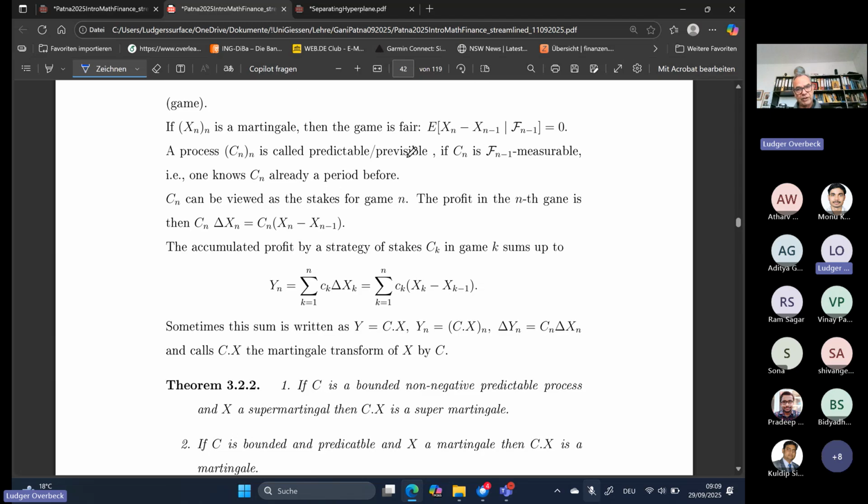Now we come to a very important concept connected to mathematical finance, but which is also very valuable for stochastic analysis in general, or the theory of stochastic processes. That's what's called the martingale transform, or sometimes also called the stochastic integral in discrete time.